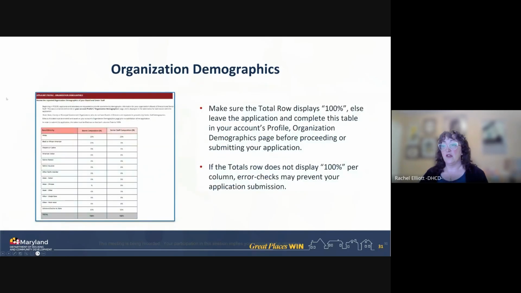You have to make sure that these rows total 100 at the bottom. This is asking for the composition of your board and leadership in terms of their race and ethnicity. There is a line at the bottom that says unknown/declined to state. You can also put as much information there as you want, as long as it comes out to 100%. If this page is not filled out, it will be considered an incomplete application.